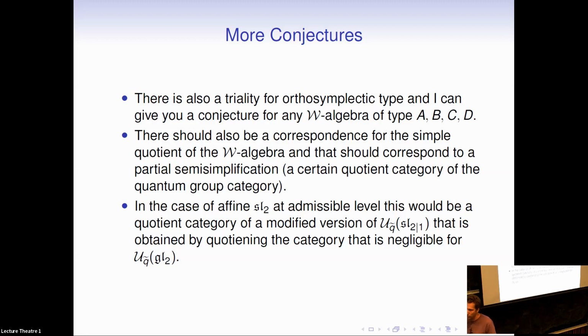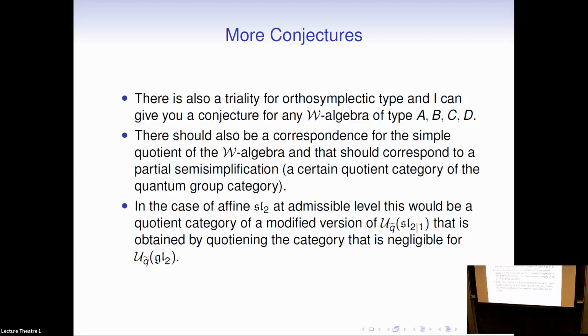And one can also go to roots of unity. In the original Kazhdan-Lusztig case, one knows, for example, that the Wess-Zumino-Witten models, the positive integer affine VOAs, correspond to semi-simplification, so quotients of the usual quantum group categories by all negligible objects. And in this more general case, one will have partial semi-simplifications. That just means one quotients by categories that are negligible with respect to the action of some subalgebra. So there are all these interesting things appearing.